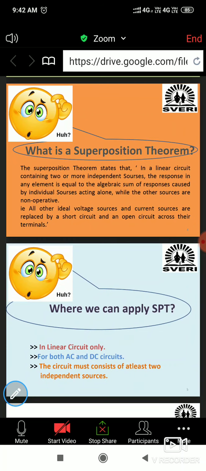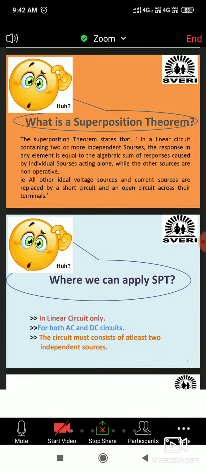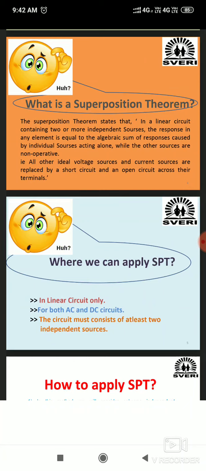First of all, what is the superposition theorem? Once again, I will repeat. In the last lecture, the statement was given in short. Now it is descriptive, elaborated, and given in simple words. If a theory question is asking, write a note on the superposition theorem and explain with one example, in that case you have to write this theorem. If the problem is asking, then you have to solve the problem according to the superposition theorem.